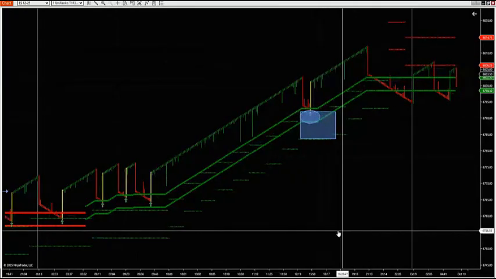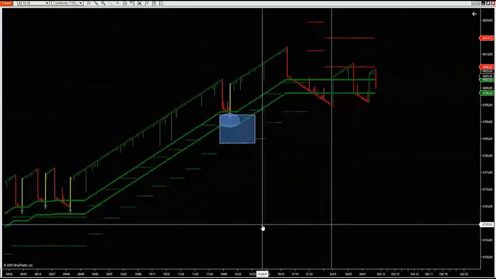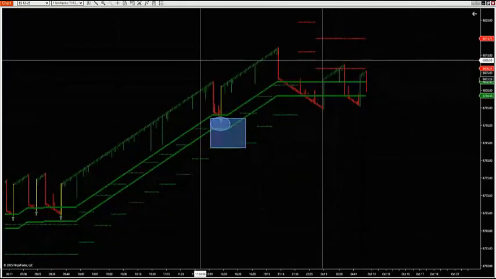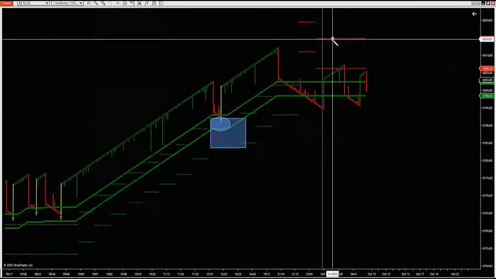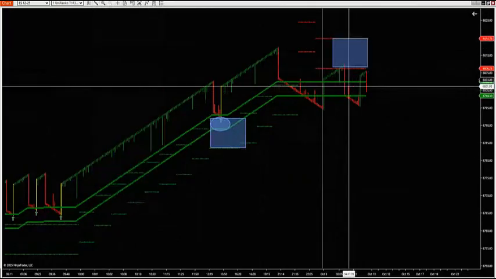Now we're in today's trading. Today's trading got rejected inside of the sell zone. The trend's still up. We're still green right here, so we're still up.